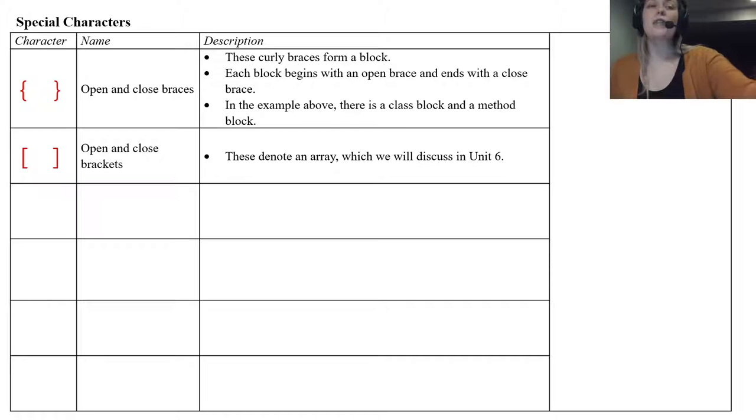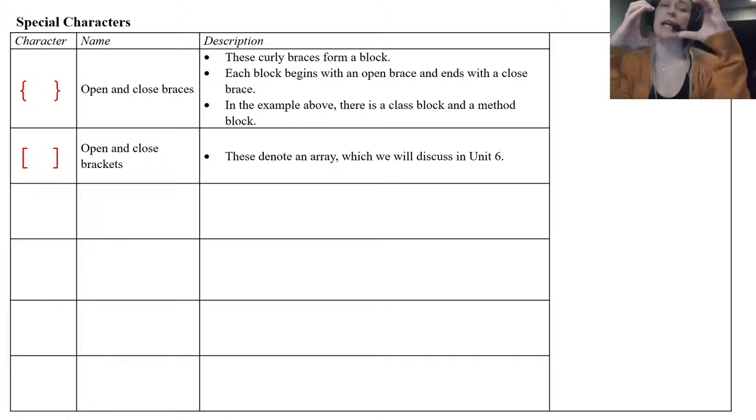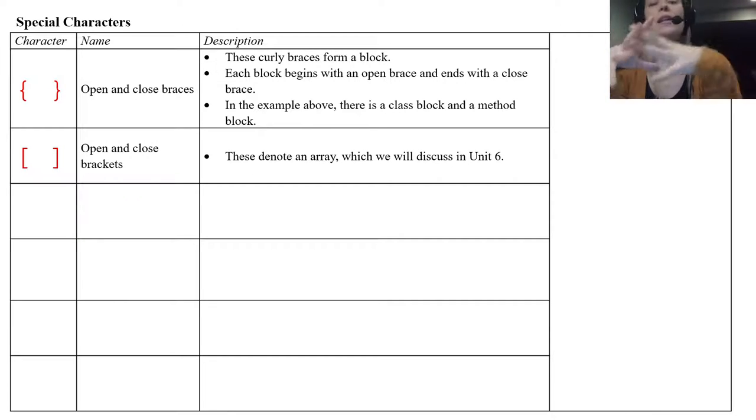Okay? And then we have the brackets. So we call them braces and then brackets. So notice the difference. Curly braces or curly brackets, some people call them. But then we have the open and closed brackets, which are the straight ones. And we saw them in our code. These actually denote something called an array, which for us in this course is going to be talked about in Unit 6. So the only time you're going to use those right now is in that main method signature after the word String. Otherwise, you're not going to use them at all until we get to Unit 6.